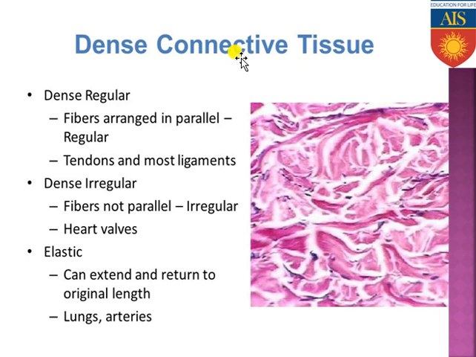Next one is the dense irregular connective tissue. What is that? Dense irregular connective tissue is the connective tissue where fibers are not parallel, they are irregularly present, and they are also found in the hair bulbs. Hair bulbs are also controlled by irregularly present connective tissue fibers. Elastic, keep it in mind, can extend and return to the original length. The lungs, as well as the artery region, have this specific type of elastic connective tissue, which is also a dense connective tissue.